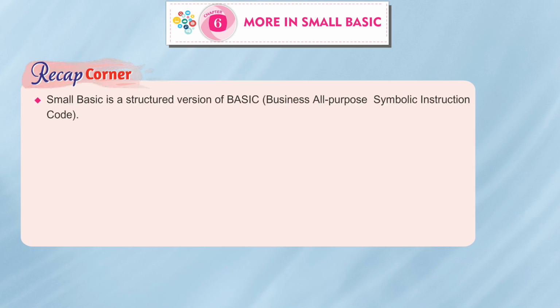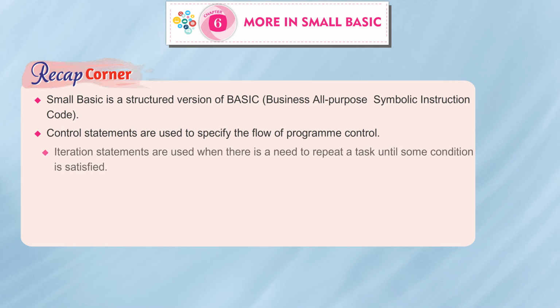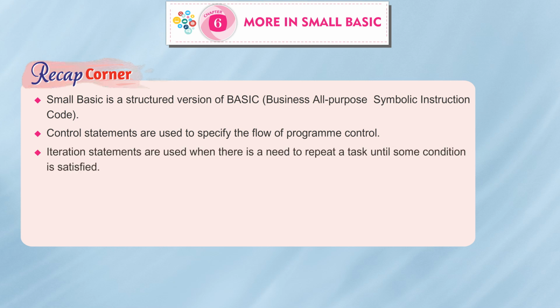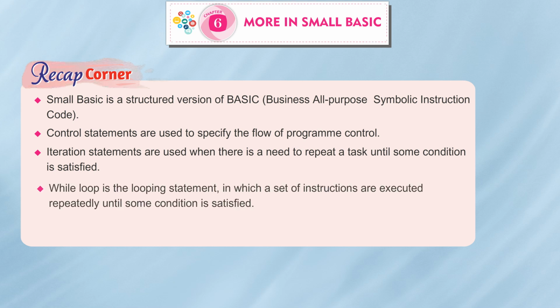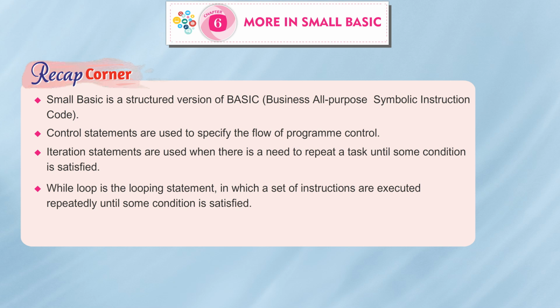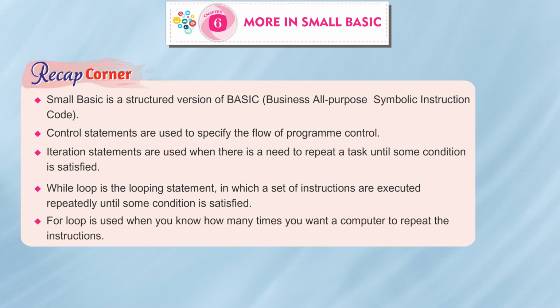Recap corner. Small Basic is a structured version of Beginners' All-Purpose Symbolic Instruction Code. Control statements are used to specify the flow of program control. Iteration statements are used when there is a need to repeat a task until some condition is satisfied. While loop is the looping statement in which a set of instructions are executed repeatedly until some condition is satisfied. For loop is used when you know how many times you want a computer to repeat the instructions.